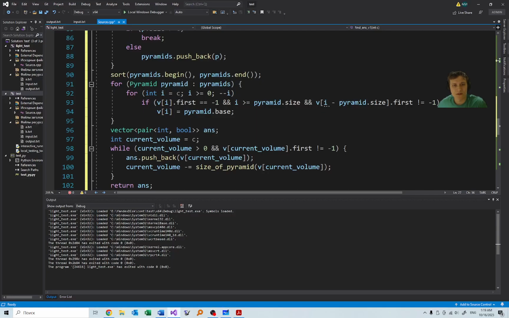So, sorry, Microsoft Word. For some reason it opened. And I don't want this.